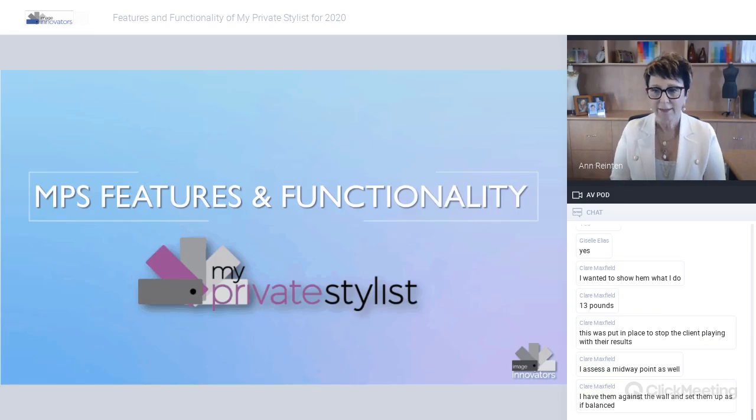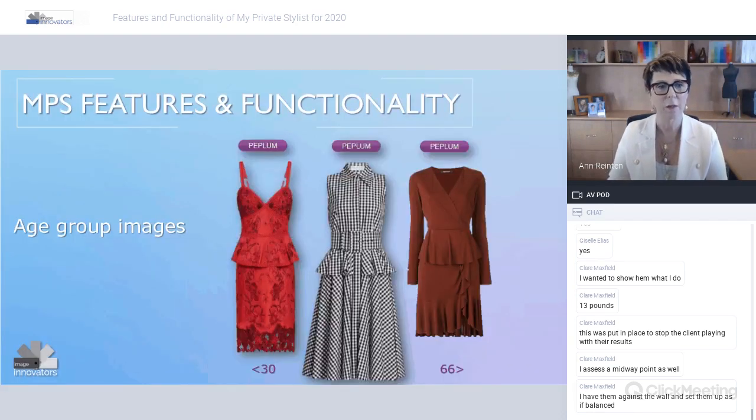Features and functionalities, just in case you don't know some of these things and you are not familiar with some of them. Okay, let's look at some of them. We have age group images. So according to the age of your client, they will see different images. It won't be different for every single thing, but it will be different a fair amount of the time.